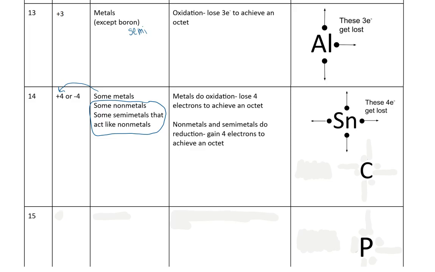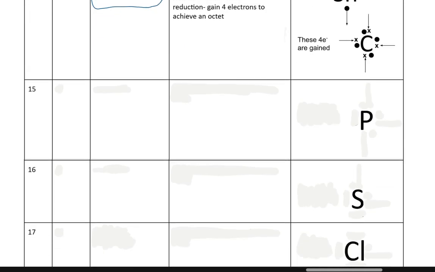So here's carbon. It's a nonmetal. And so carbon has its 4 valence electrons. It wants to have 8 valence electrons. And so for carbon, it's actually easier to add 4 more electrons. So these X's show the electrons that I added. So by gaining these 4 electrons, now I can see 1, 2, 3, 4, 5, 6, 7, 8 around carbon. It has an octet and it's very, very happy. All right, let's keep going.